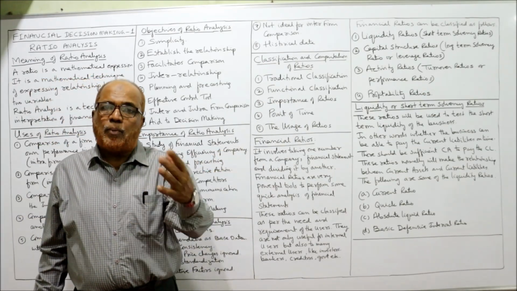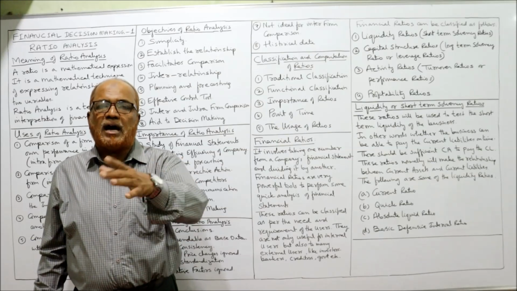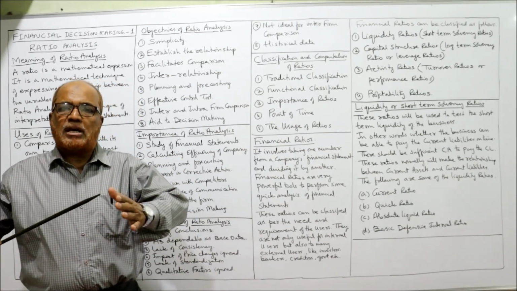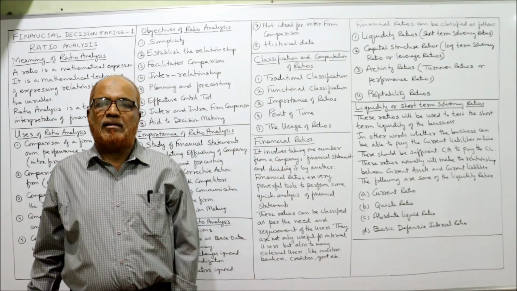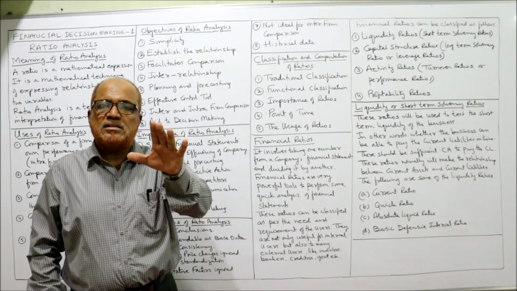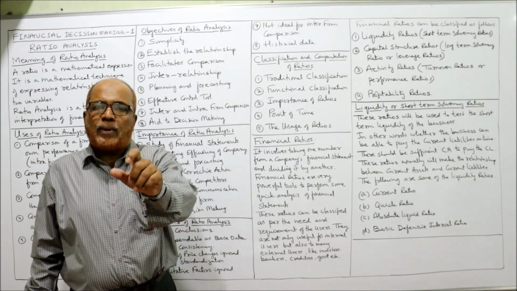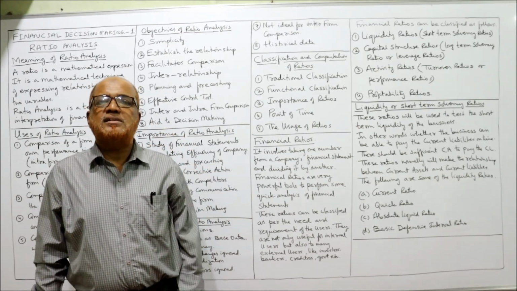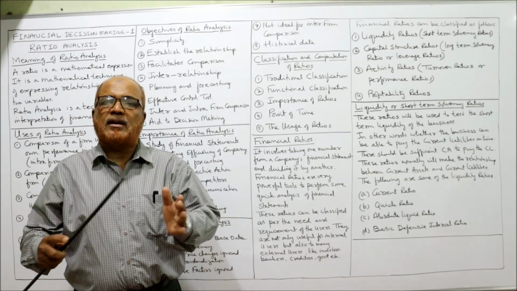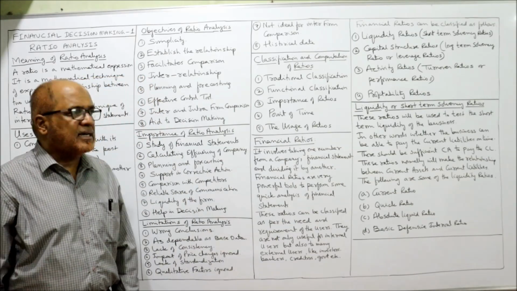Importance of ratios. Some ratios are important, that is primary ratios, and other ratios are secondary ratios. So according to importance, ratios can be classified as primary and secondary. Example, return on capital employed. This is the primary ratio. And operating profit margin. This is the secondary ratio. Like this, according to importance, we can classify as primary and secondary.